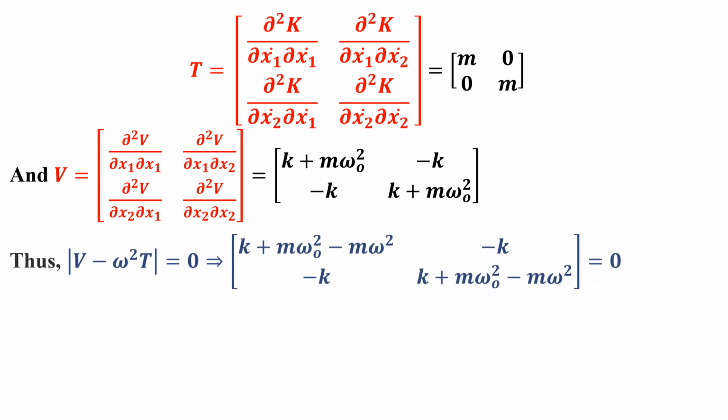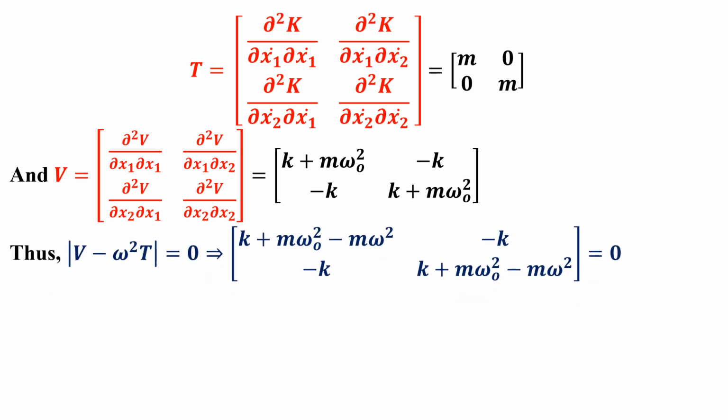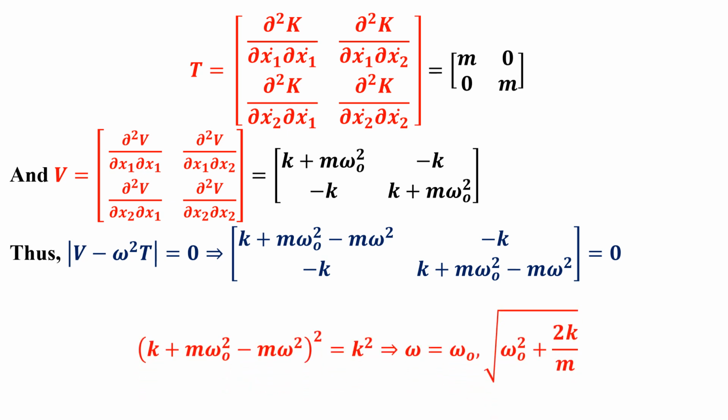Putting these values in the secular equation, we get the matrix with k plus m omega naught square minus m omega square, minus k, minus k, k plus m omega naught square minus m omega square. Solving this, we get the frequencies equal to omega naught and the other frequency square root of omega naught square plus 2k by m. Option 3 is correct.